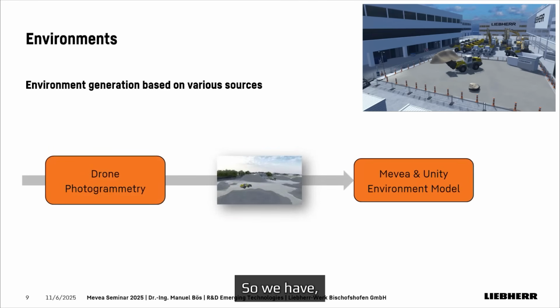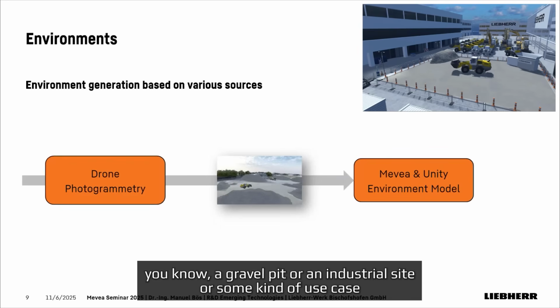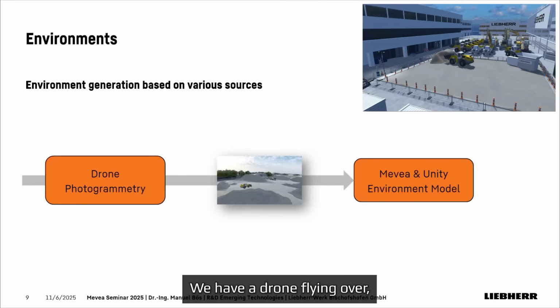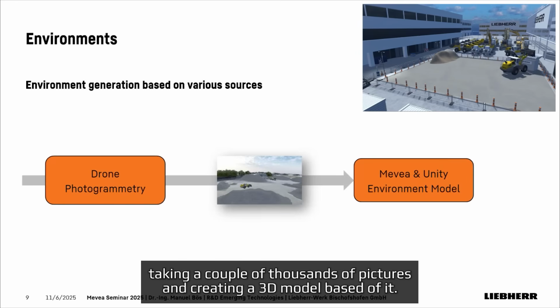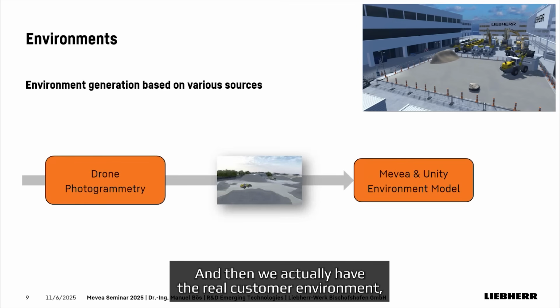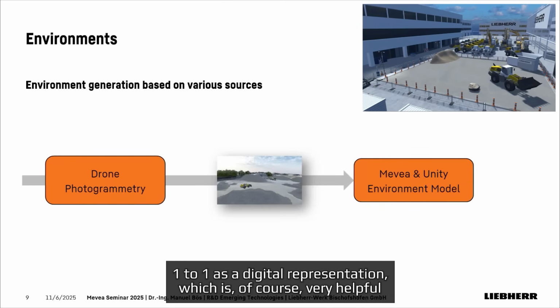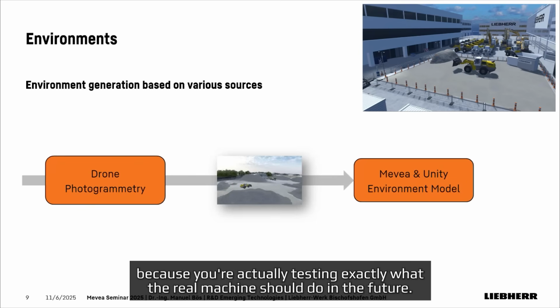So we have a gravel pit or an industrial site or some kind of use case where the physical machine is running or should run in the future. We have a drone flying over, taking a couple of thousand pictures and creating a 3D model based off it. And then we actually have the real customer environment where the physical machine should operate later, one-to-one as a digital representation, which is of course very helpful because you're actually testing exactly what the real machine should do in the future.